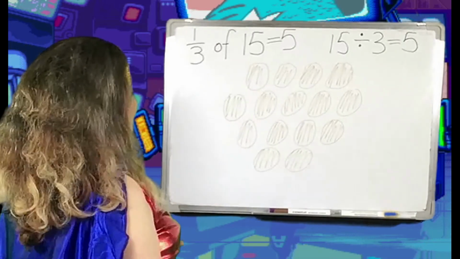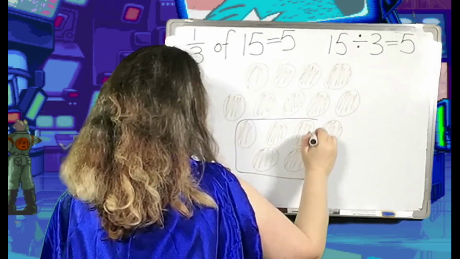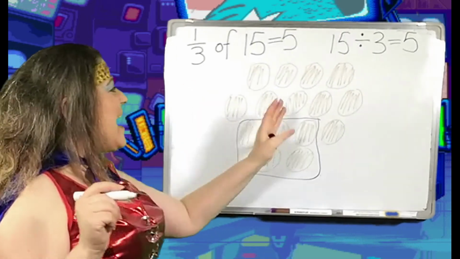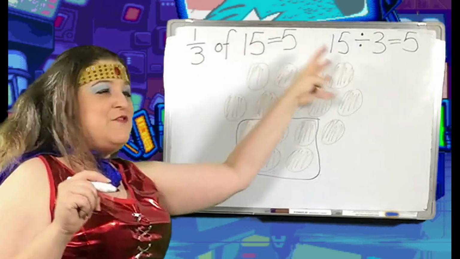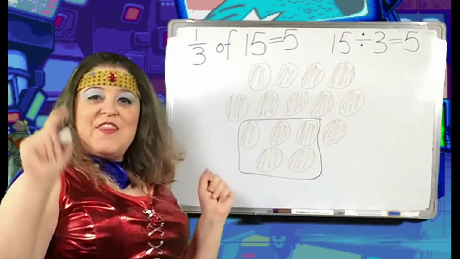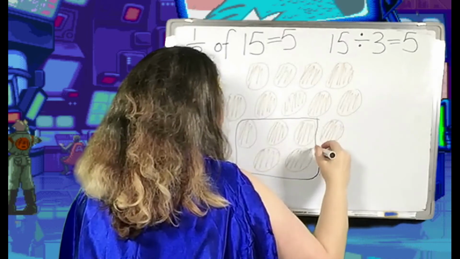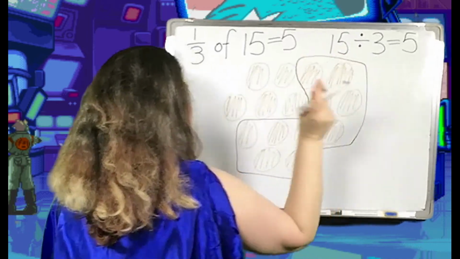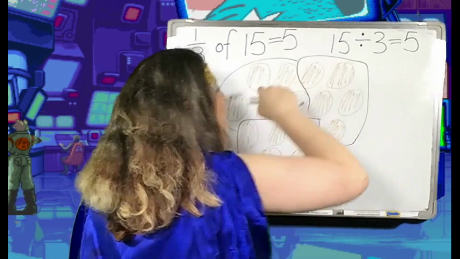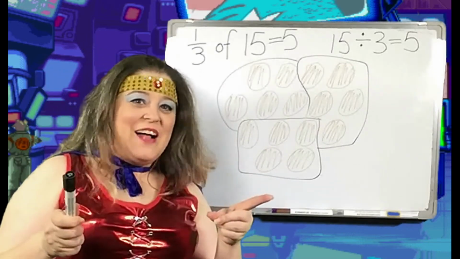So you should have circled 1, 2, 3, 4, 5. You can check what we've done by dividing the rest of them into equal groups and making sure that we have 3 equal groups. So, 1, 2, 3, 4, 5 is another group, and 1, 2, 3, 4, 5. Each of these groups has 5, and there are 3 groups. So we are indeed correct. Well done.